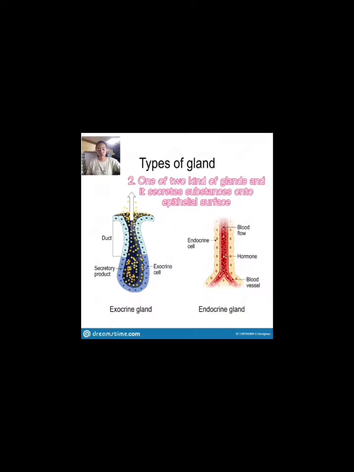The next question is, it is one of two kinds of glands and it secretes substances onto epithelial surfaces. We have to remember that we only have two glands, which are the endocrine gland and the exocrine glands. When we refer to the outside or the surface, it means exo, out. So the answer here would be the exocrine gland.